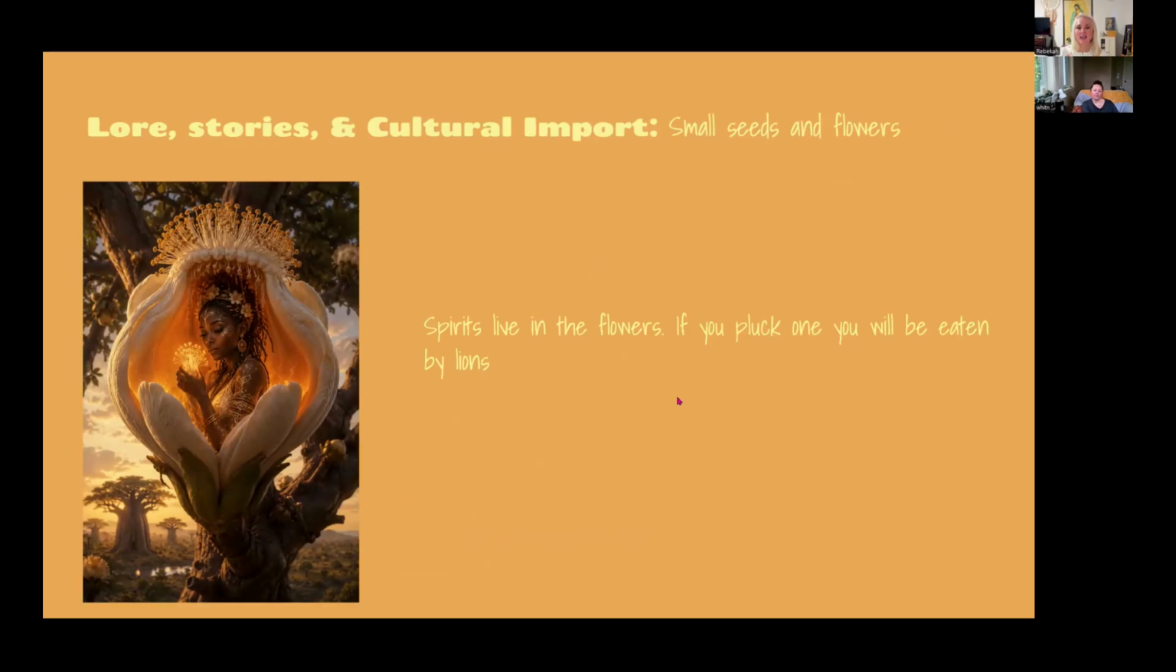Then we can talk about the small seeds and the flowers. It's said that spirits live in the flowers, and if you pluck one, you'll be eaten by lions. So do not pluck those flowers, people, it's against the rules. And if you soak the seeds, the pips, in water and drink it, you will become strong and be protected from lions. Alternatively, yeah, whatever, we don't know. Don't pluck flowers, but get the seeds.